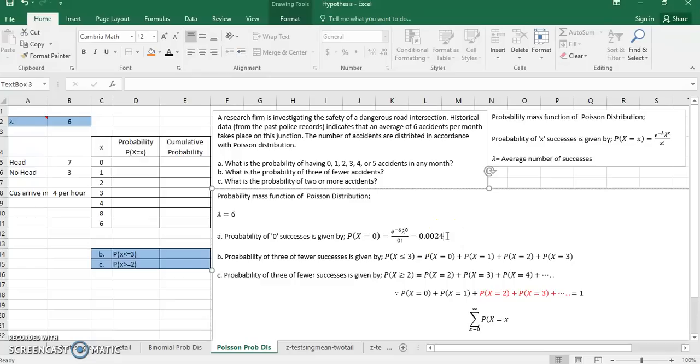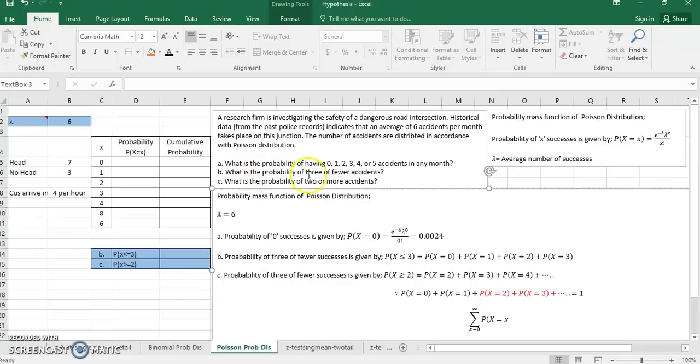That means 0.24% is the probability if I multiply it by 100. That will be 0.24% is the chance that 0 accidents take place in a typical month on this particular junction.